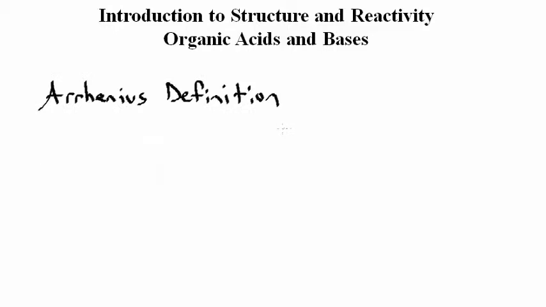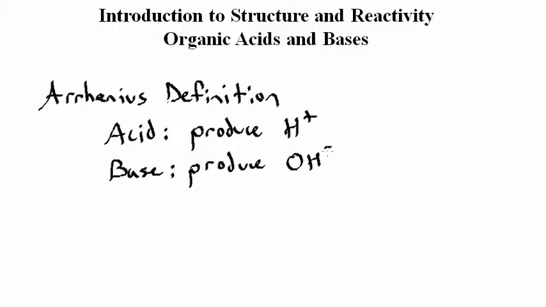To start out, the first useful definition of acids and bases was put forth by Arrhenius. In this definition, an acid is a substance that dissolves in water to produce H+ ions, whereas a base is a substance that dissolves in water to produce OH- ions.